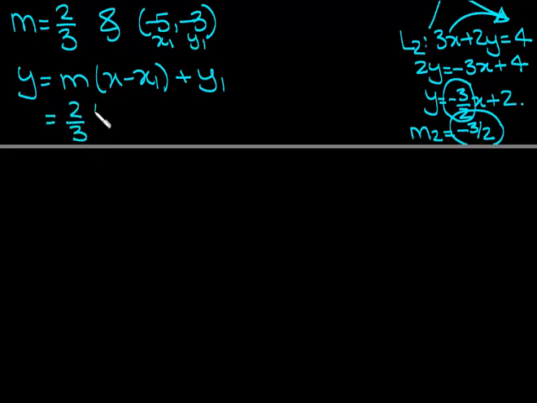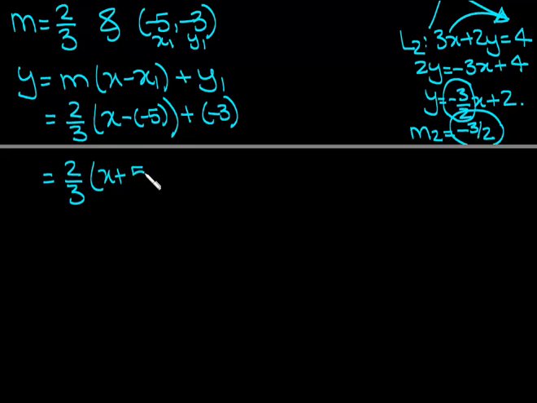So let's just plug everything in. So we get 2/3 times x minus of minus 5. Remember to put parentheses for negative numbers. Okay, so we get 2/3 times x plus 5 minus 3. Now we have to distribute here to get rid of the parentheses because we want to clean up our answer. So we get 2/3 x plus 10/3 minus 3.